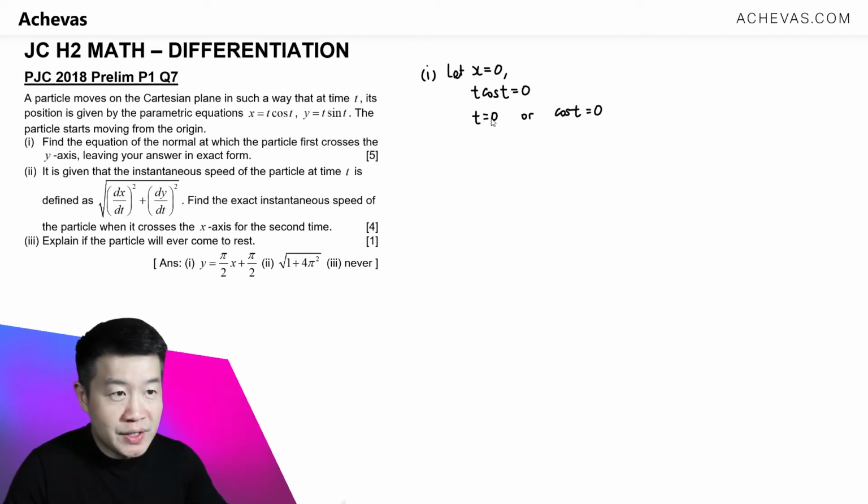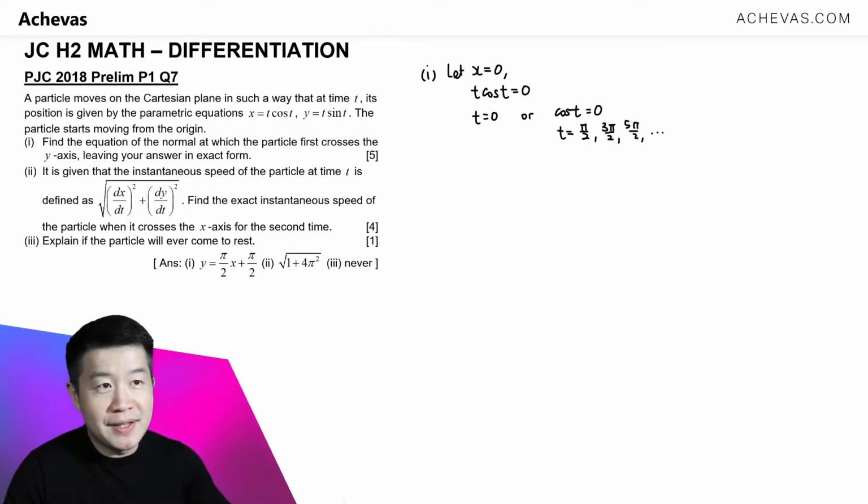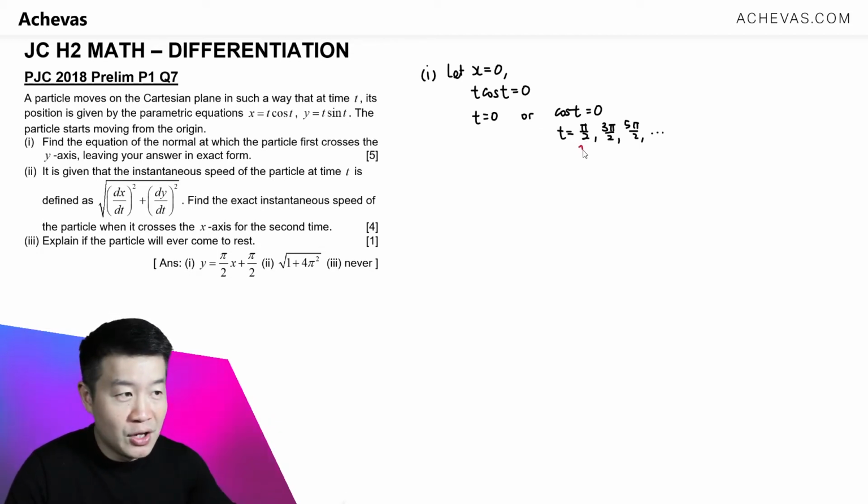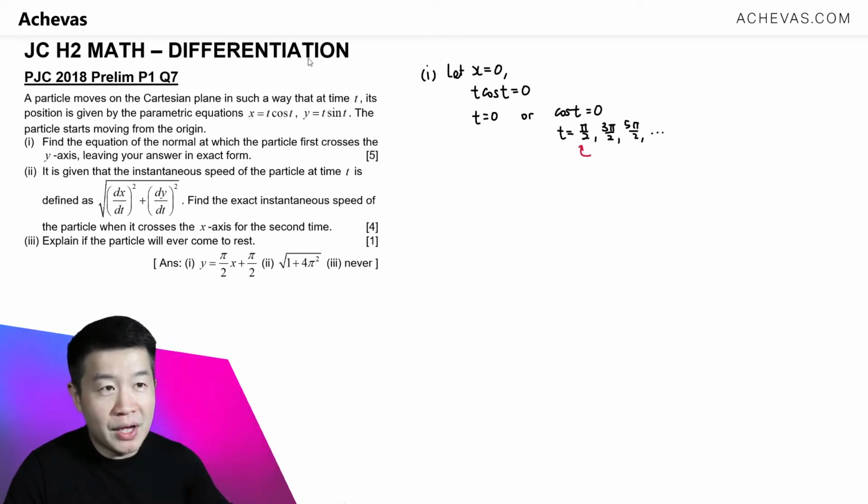When t is equal to 0, both x and y are 0. That was when the particle was at the origin. So it has not moved yet. So this is not where we are going to be looking for when the particle first crosses the y-axis. Our answer should lie within here. So letting cosine t be equal to 0, we know t is equal to either pi over 2 or 3 pi over 2 or 5 pi over 2 and so many other possible values. But since the question asks for the first time when the particle crosses the y-axis, we know that t must be equal to pi over 2.